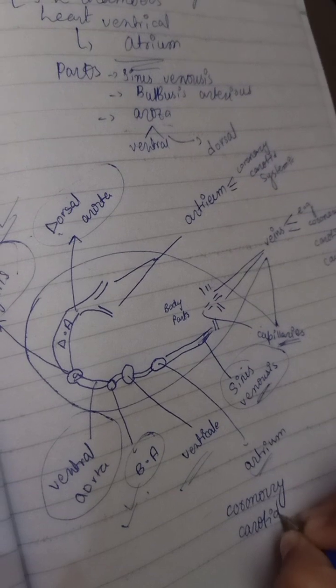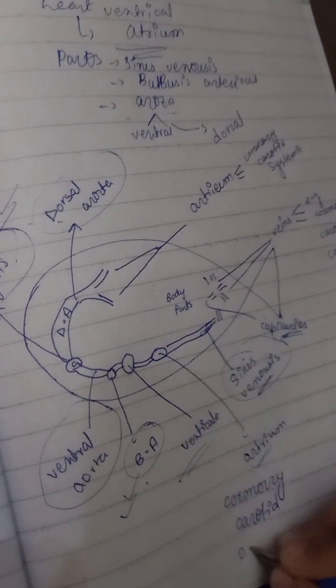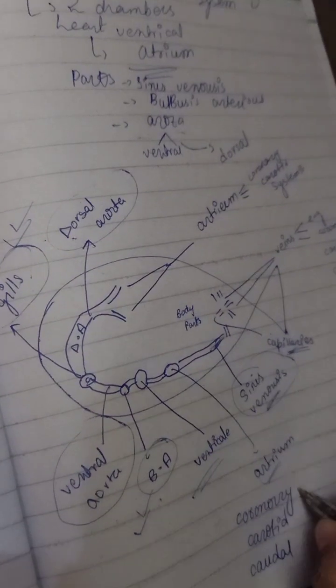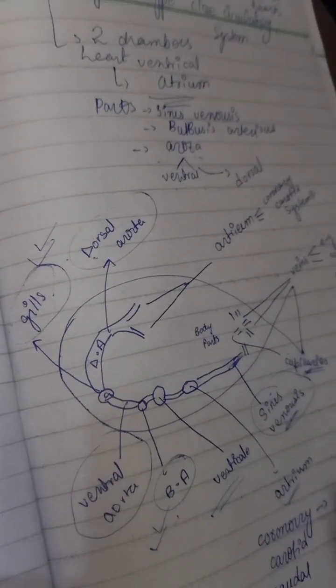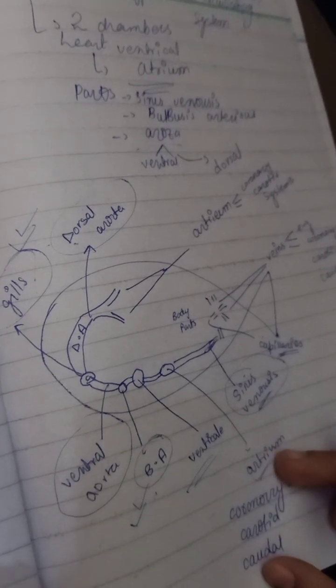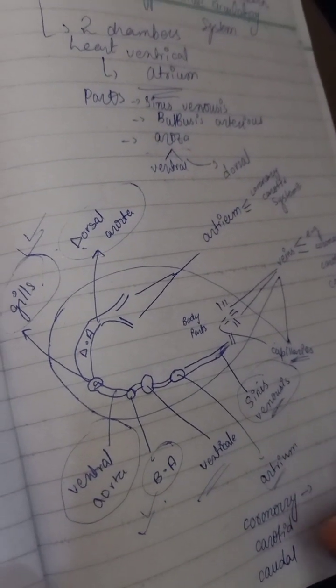Okay, after that carotid we are having caudal. So what does it mean? In coronary we are having an example, which means that vein, these are the types of vein. There are a lot of veins, but I'm just giving you the overview.